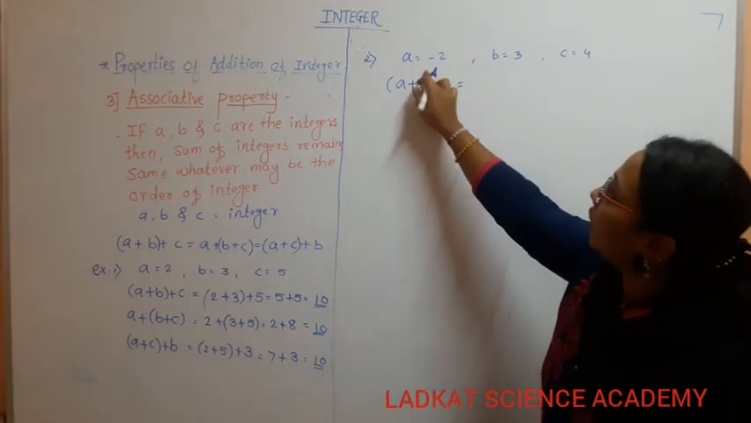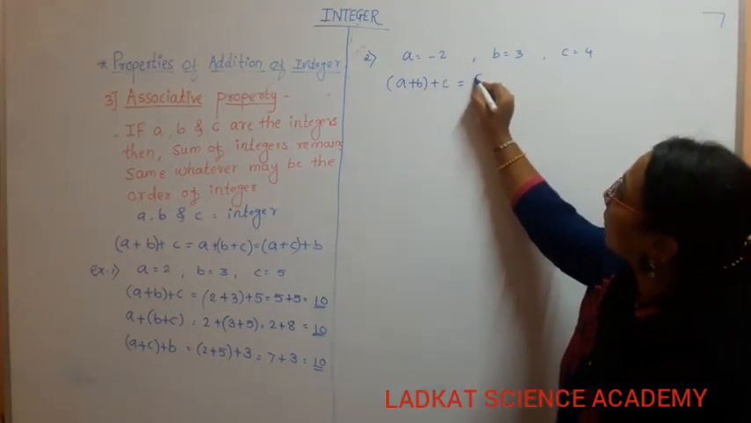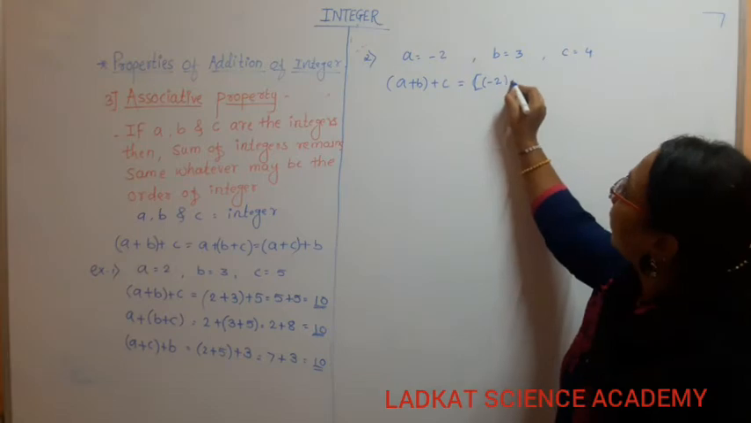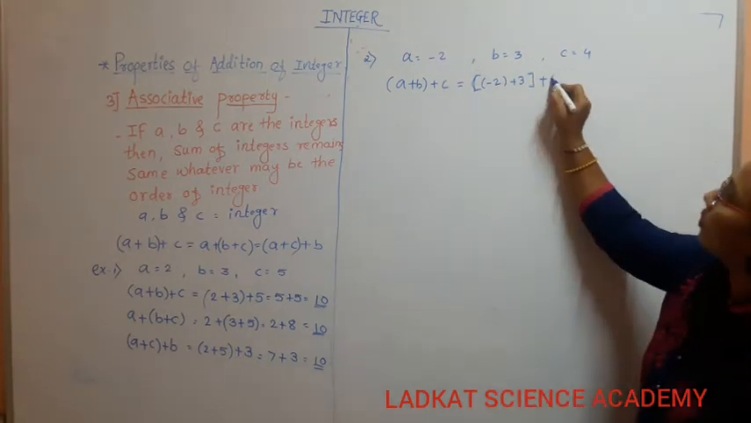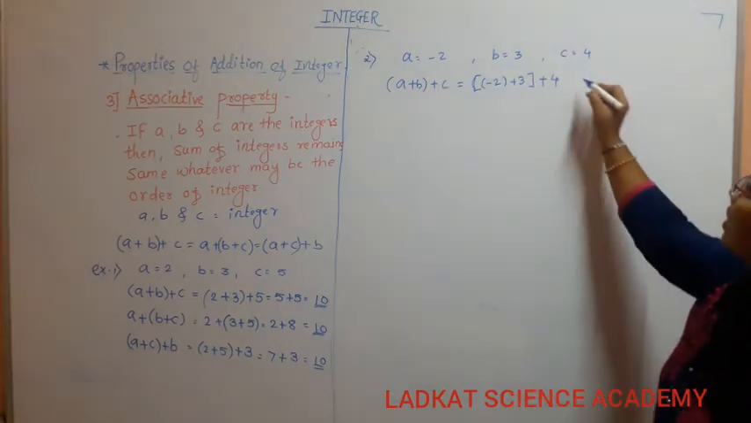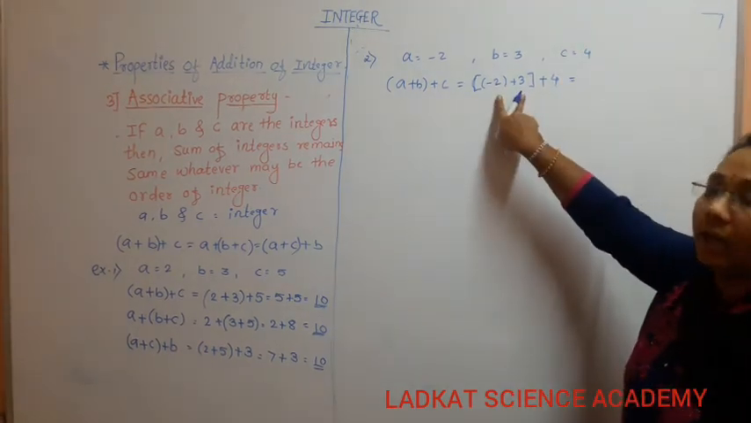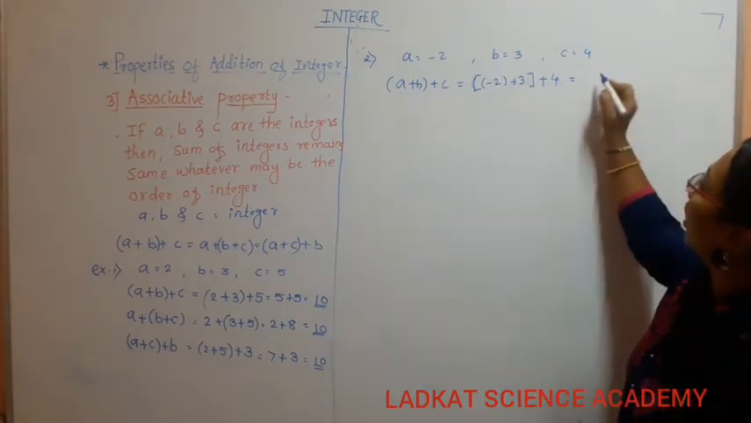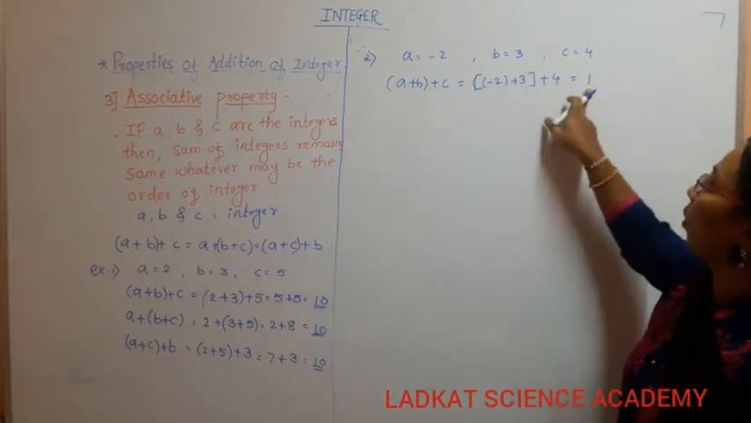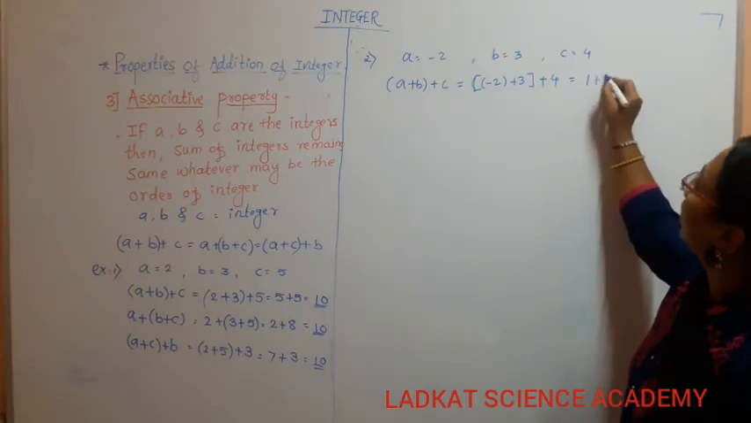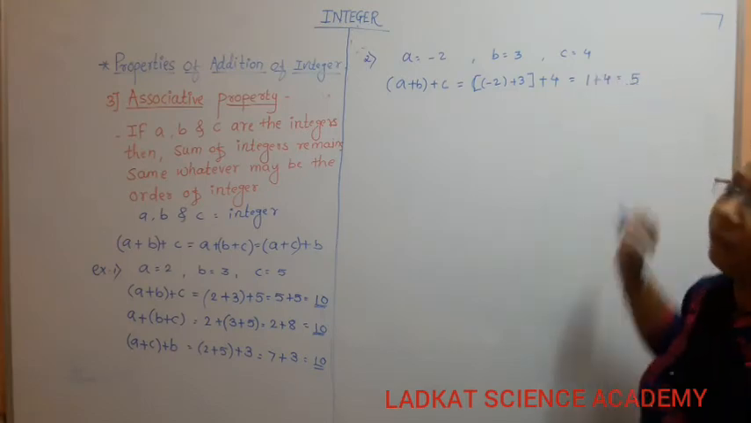What is A's value here? Minus 2 plus 3 bracket complete plus C is what? Plus 4. Then what is the value here? First solve this bracket. 3 minus 2, we got the answer 1, and the sign is positive, plus 1, plus 4, we got the answer 5.